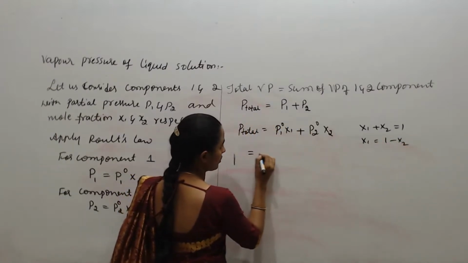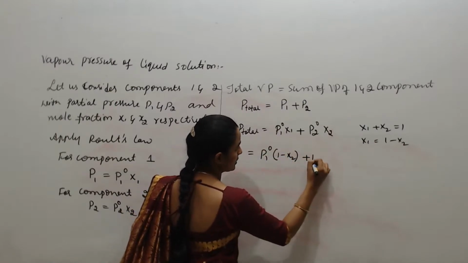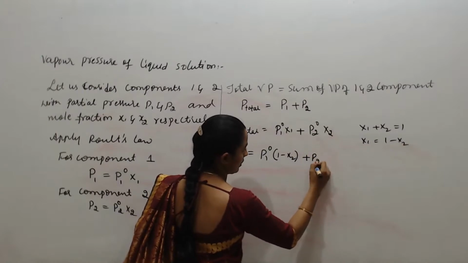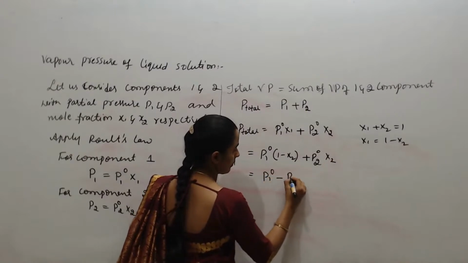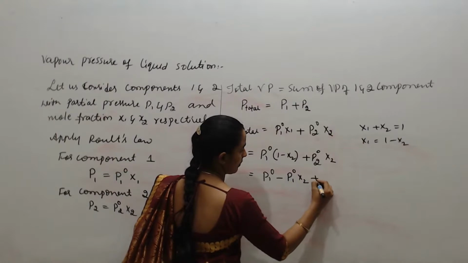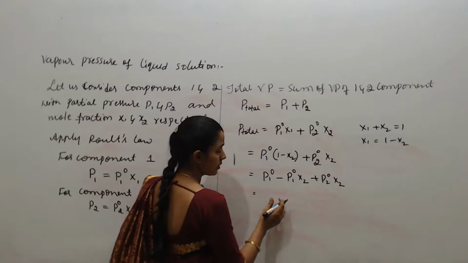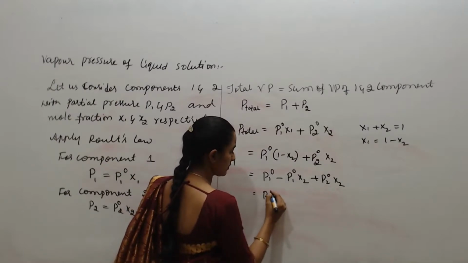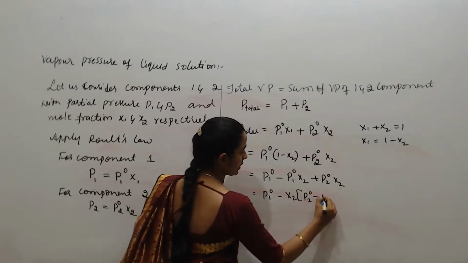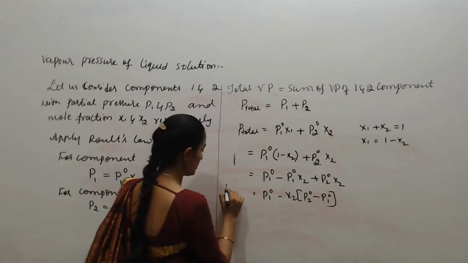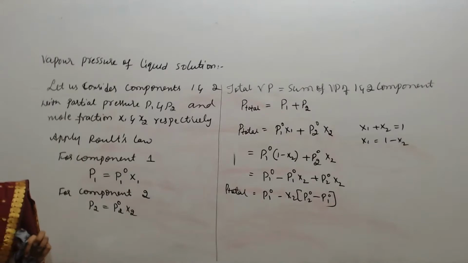So P total is equal to P1 naught (1 minus X2) plus P2 naught X2. Then you will get P1 naught minus P1 naught X2 plus P2 naught X2. Here minus is there, here plus is there, so that is P1 naught plus X2 into (P2 naught minus P1 naught). This is what? P total.